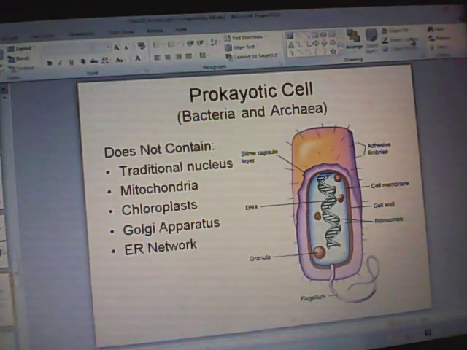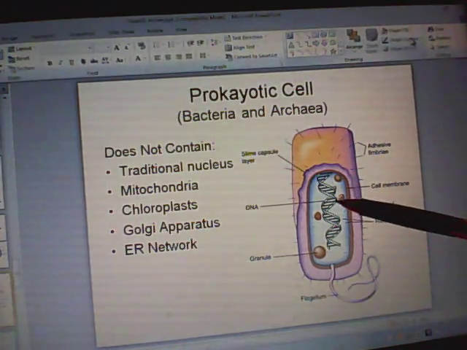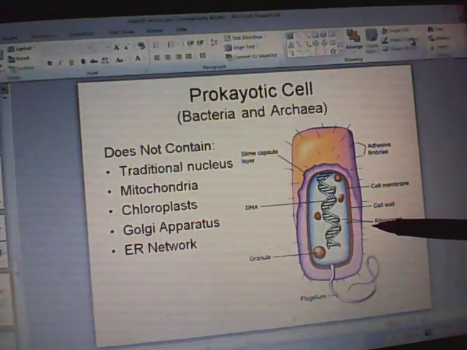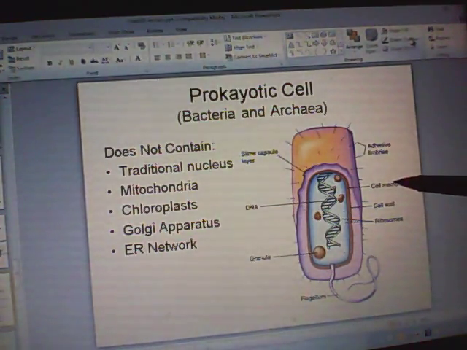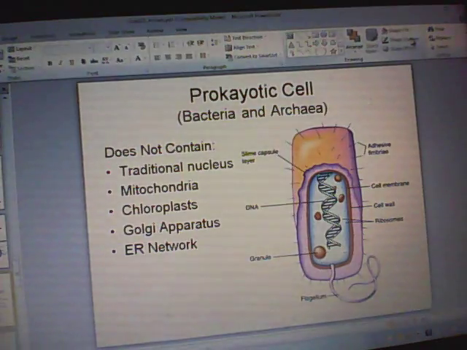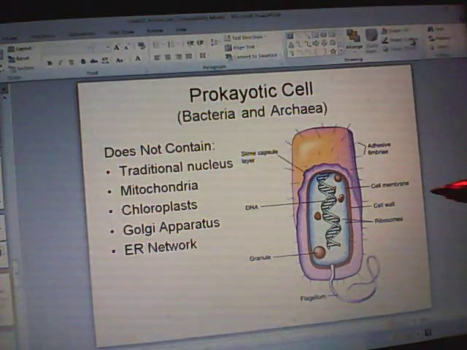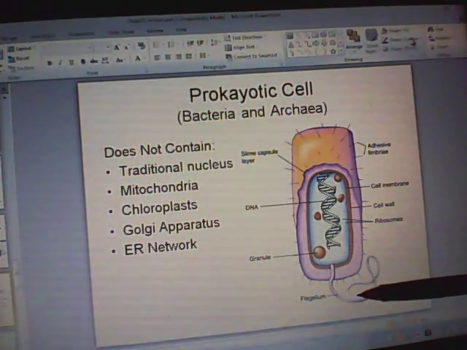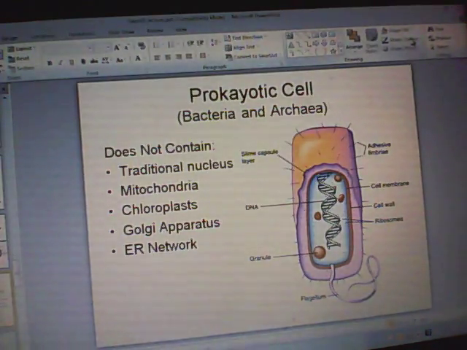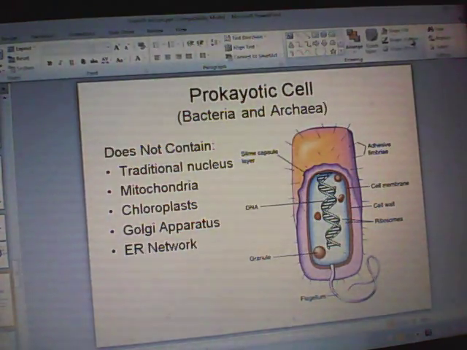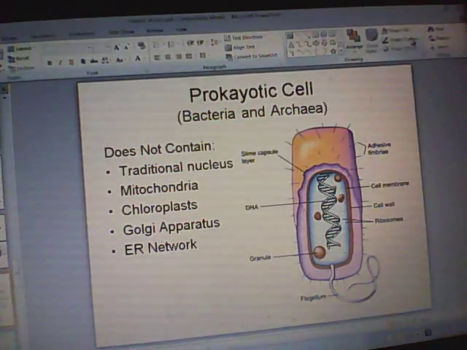And then prokaryotic cells, as we say, don't have a nucleus, but they do have DNA or some type of nucleic acid. And as you see, they have ribosomes. They have a cell wall like plants do, cell membrane. And then they have something called adhesive membrane, which allow them to attach to a surface. They have a slime capsule layer, which allows them to also attach to one another. And then they have these flagellum, which allow them to swim. They don't contain a mitochondrion, chloroplast, Golgi, or ER network, endoplasmic reticulum network, like we've seen on others.